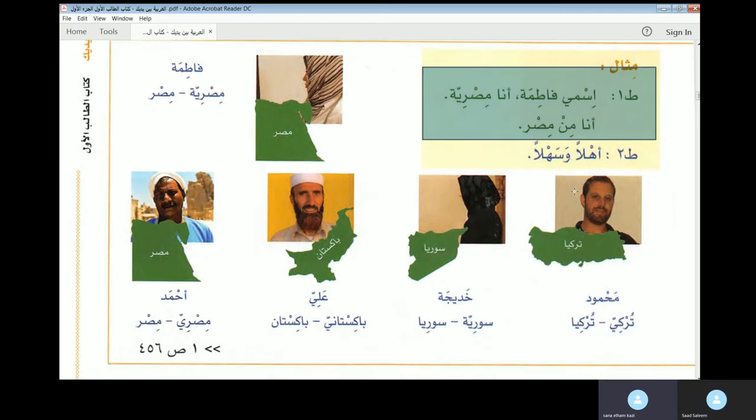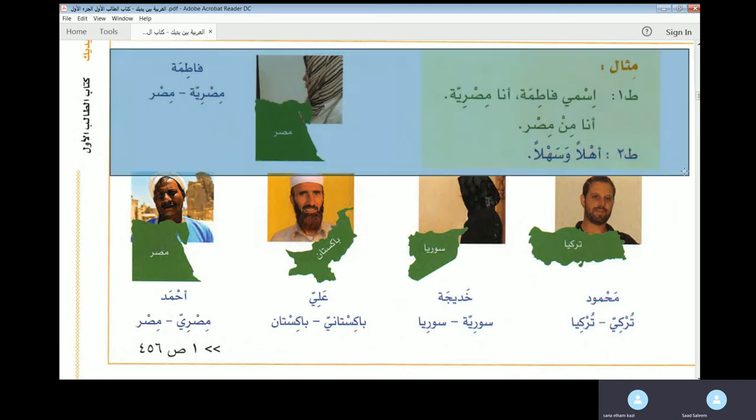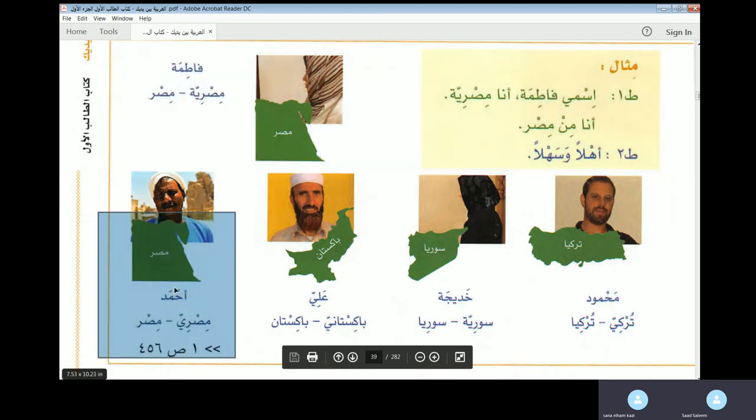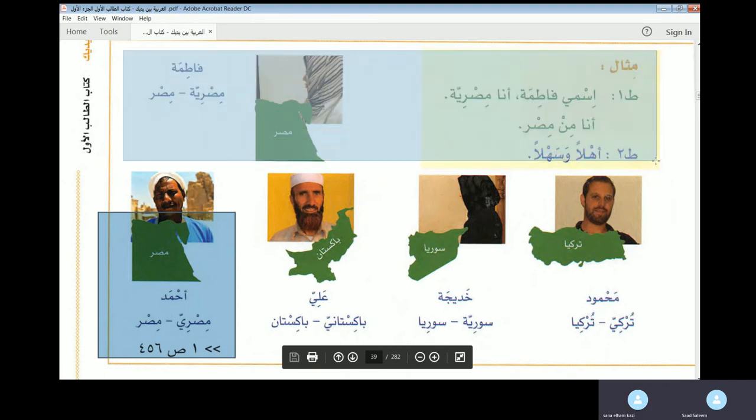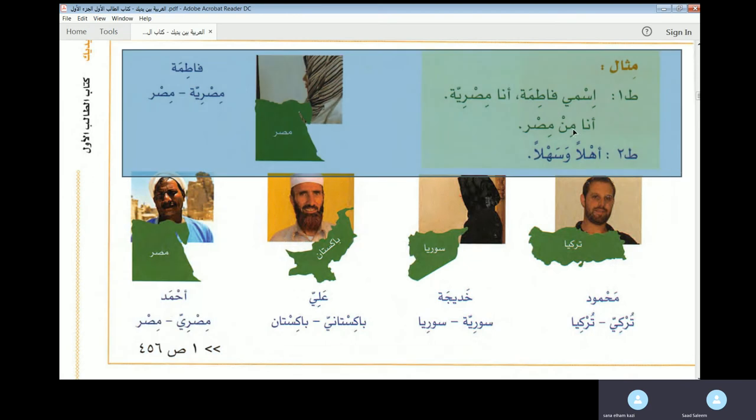Ismi Fatima. Ana Misriya. Or Ana min Misr. And you also say Ana Misriya, or Ana Misri? In the case of a female, we'll say Ana Misriya. Ana min Misr. And for a male, we will say Ana Misri, just like in the last example. Misri has the ya, and Misriya has the ta marbuta.